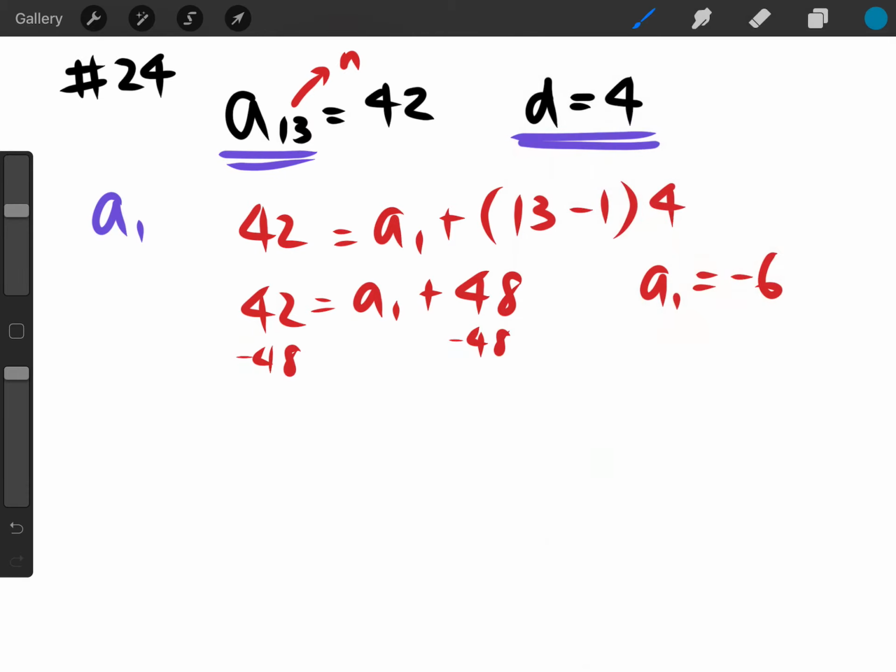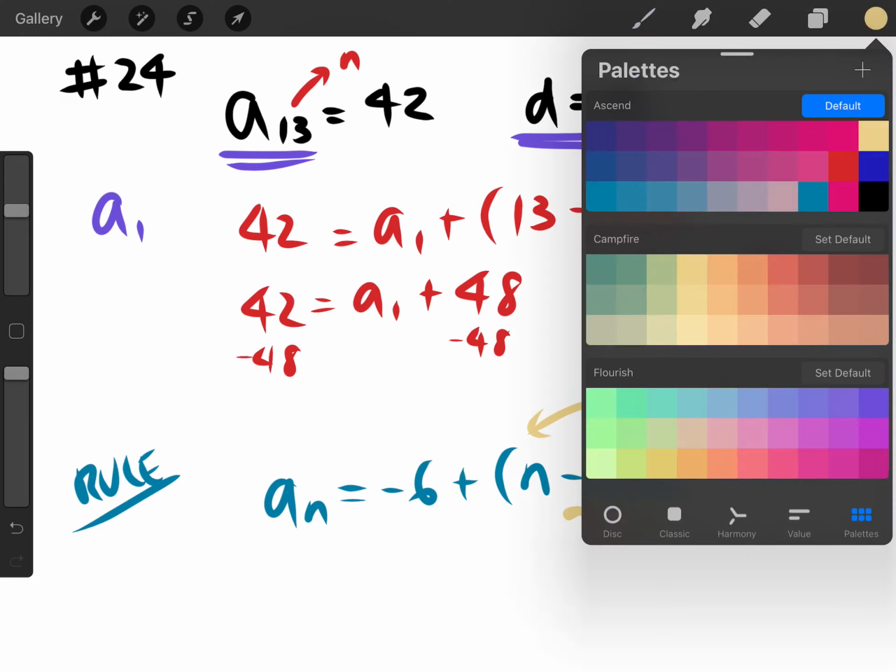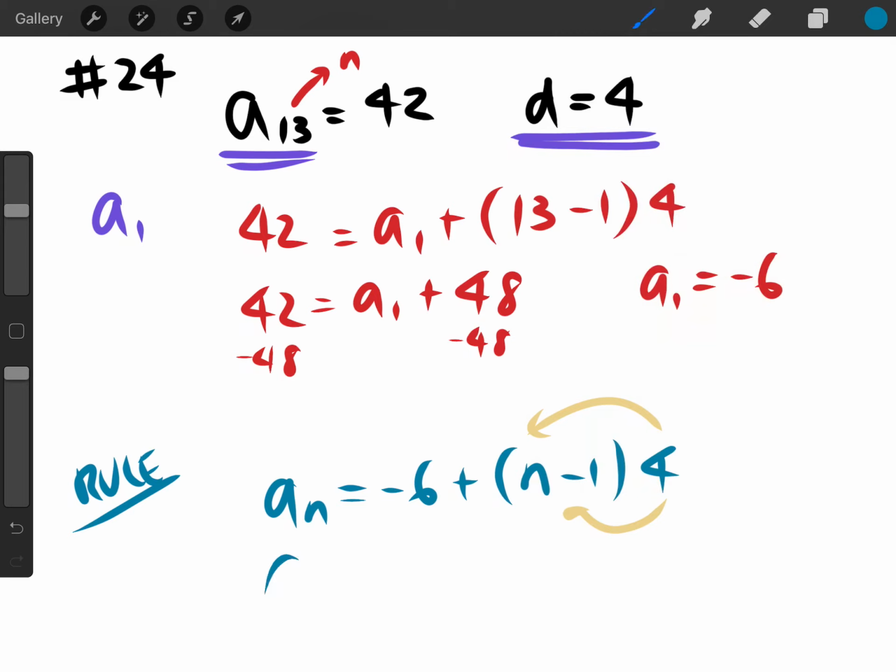Let's use a different color. Now, what's the rule? So a sub n equals, now I've got my a sub 1, so it's negative 6 plus, keep it as n minus 1, because when we try to find the nth term, that's the rule. Multiply by 4, so we're distributing the 4 to n minus 1. So a sub n equals negative 6 plus 4n minus 4. Your rule, combining like terms, is negative 10 plus 4n.